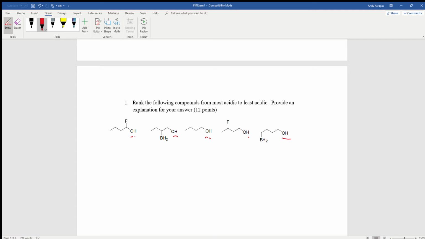So as we rank these, we're going to call the least acidic compound, we'll label that as 1. And our most acidic we'll label as compound 5. So overall here we have 2 substituents that have been added. We've added a boron to 2 of the compounds, and we've added a fluorine to 2 of the compounds.